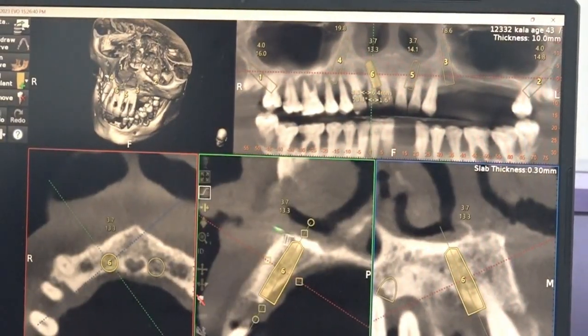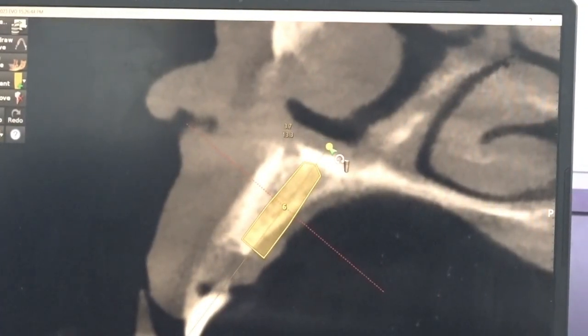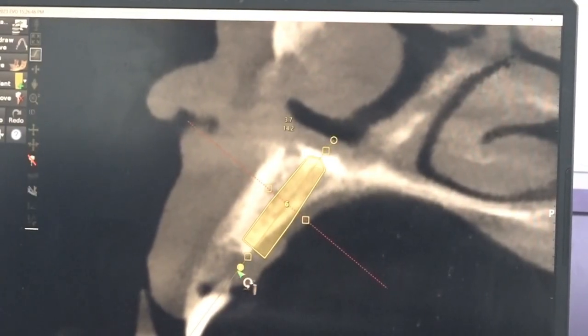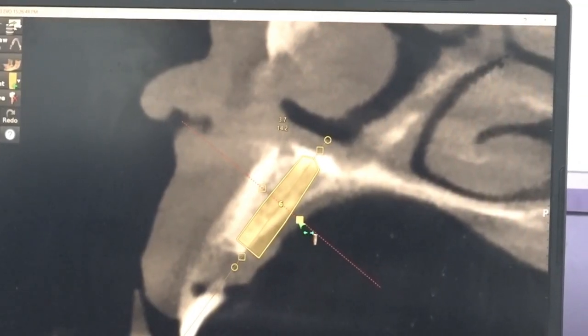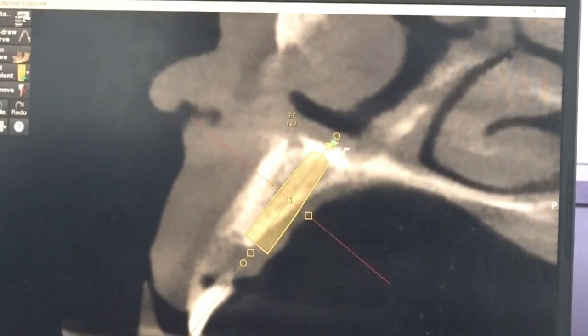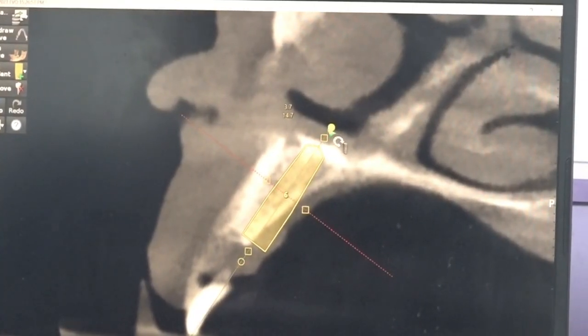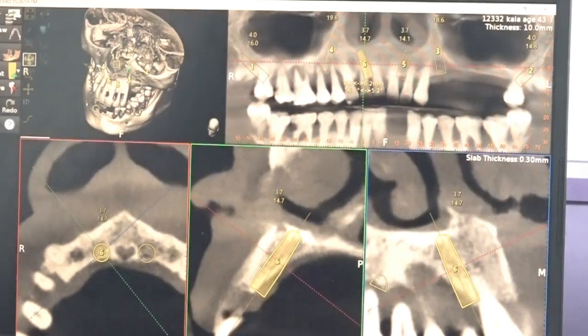So this is right side. Here also we can apply the palatal approach, because the bone width itself is 3.7 only. So we are planning for 3.7. We have to start the drilling palatally, by palatal approach.